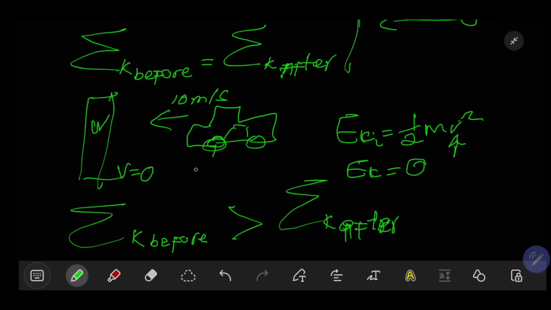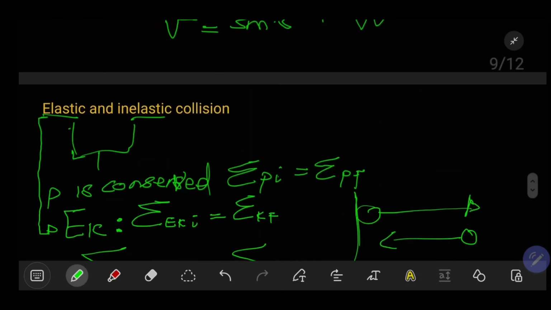So that is the case whereby in an inelastic collision, the kinetic energy is not conserved, meaning that the kinetic energy before collision must be greater than the kinetic energy after collision. This is because the energy can be transformed into other forms of energy like heat, sound, or even potential energy.